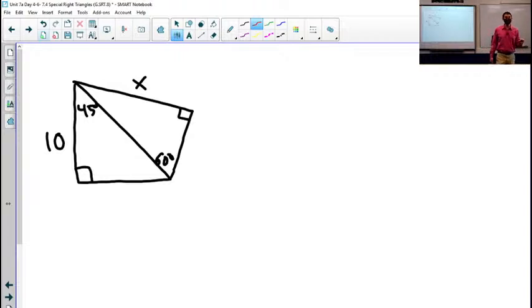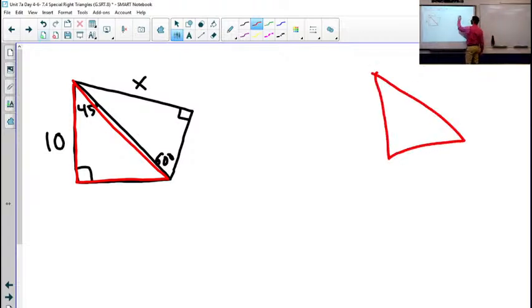The tricky part of this problem is that there's two different triangles going on. We got a 45-45-90 going on, and we have a 30-60-90 going on. And so the key part, anytime you have two different shapes in the same diagram, it's going to help you to separate out those different shapes. So here's my 45-45-90 triangle. Let me separate that out.